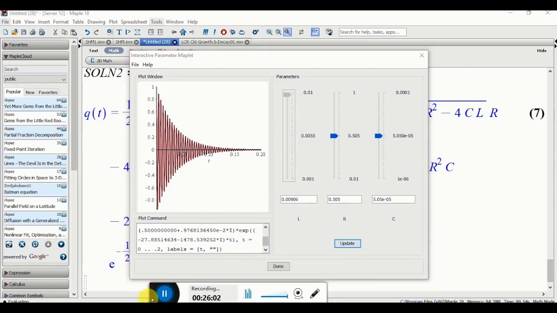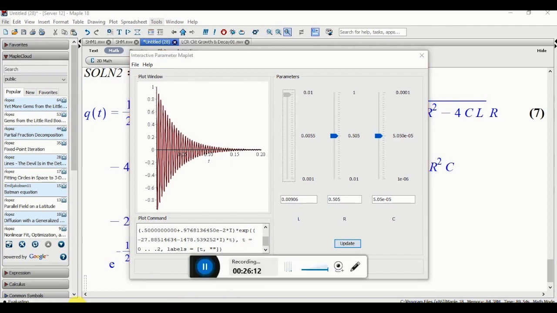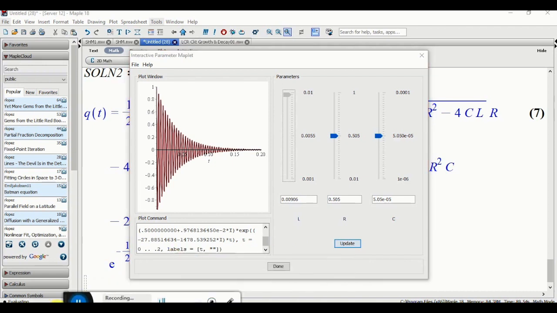So we are done with the selection of parameters, and it is yet not responding. So it is always better to save before going into some plots like this.